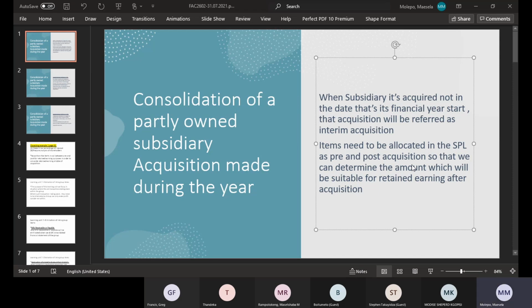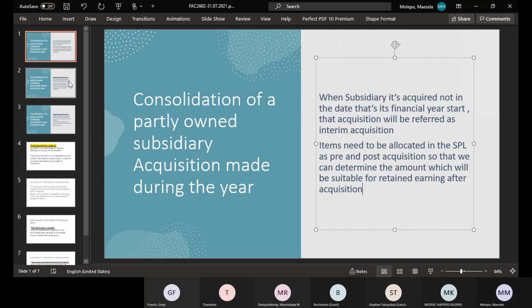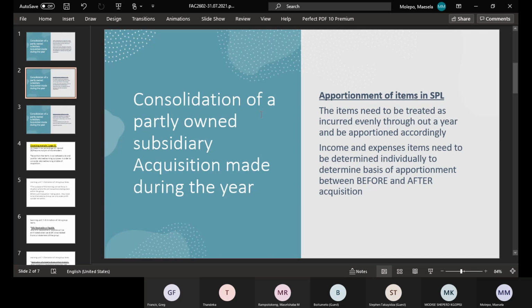Then the apportionment of an item in the statement of profit or loss and other comprehensive income: it is not practicable to apportion the profit or loss of the subsidiary for any financial year with reference to the fact that we may treat it as if it accrued from day to day during the year and apportion it accordingly. We must examine the income and expenditure individually to determine the basis on which we should apportion each item between the period before acquisition and the period since acquisition. So that's why I have mentioned that it's important to note the pre and the post.